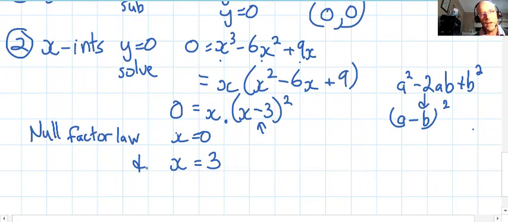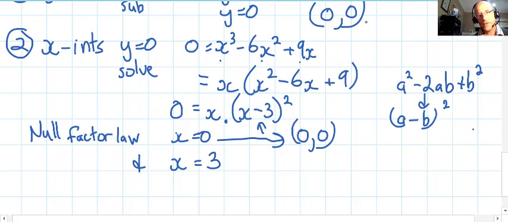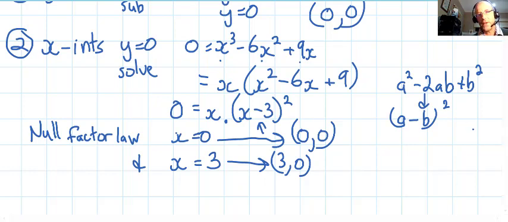So there are two x-intercepts. Writing them down as proper coordinates, that would be (0, 0), and I told you we'd see that again, there he is, remember up there? And (3, 0). So those are the two places where it crosses the axis, the x-axis in fact.